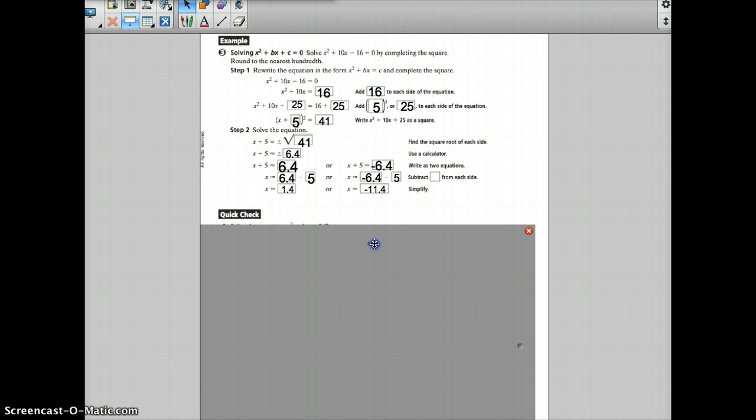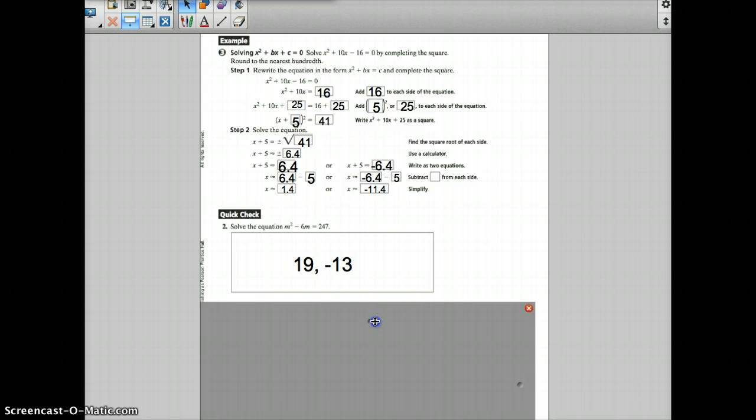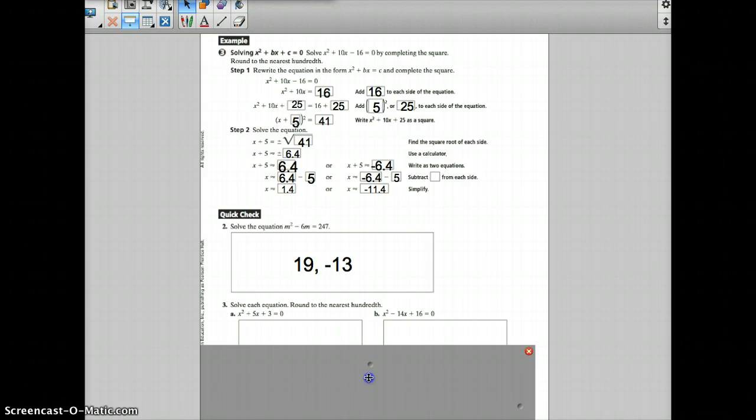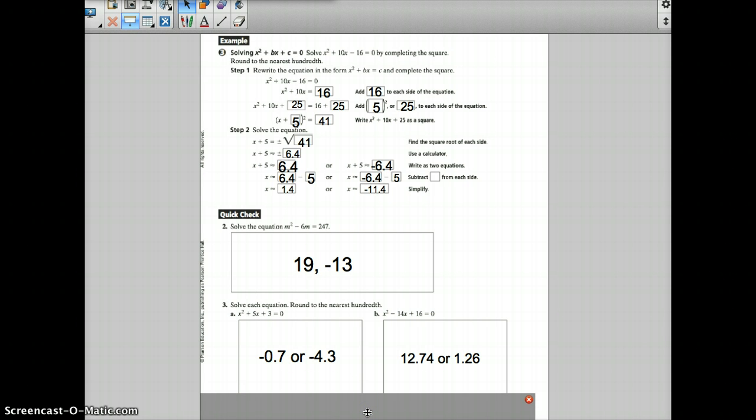Go ahead and try the quick checks. When you're done, check your work. For number 2, we get 19 and negative 13. And 3, we get negative 0.7 or negative 4.3. And B, we get 12.74 or 1.26.